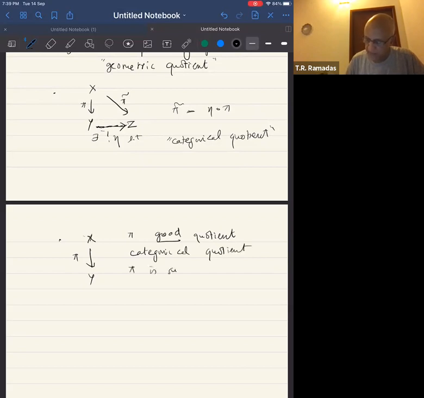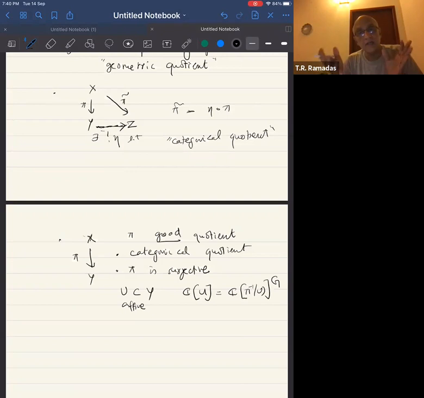Pi is surjective. Then, most importantly, for every affine open set U in Y, the functions on U are precisely the functions on pi inverse of U which are invariant under the action of the group. So in particular, the functions on Y are just invariant functions on X. So a good quotient is a quotient that has this property, and a bunch of others, which I will not list.